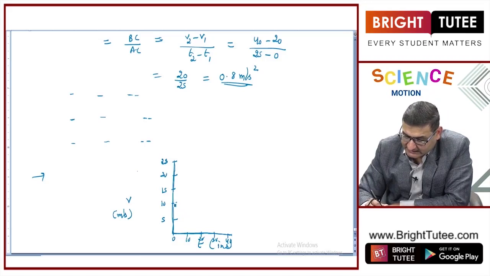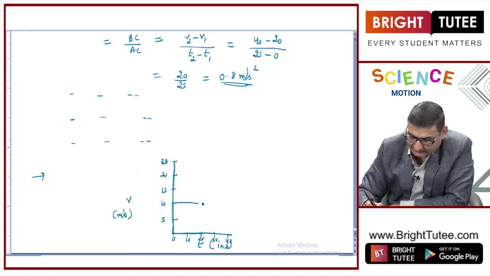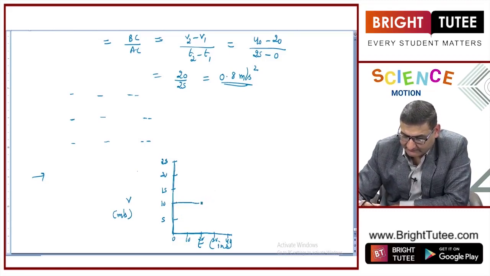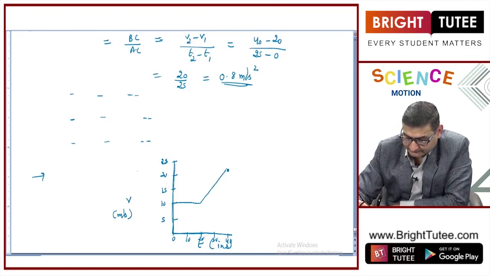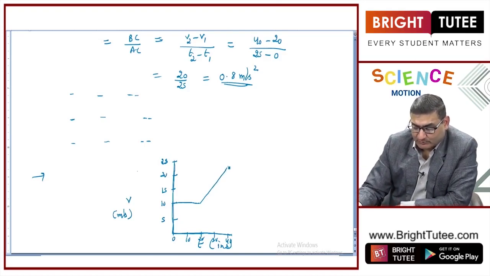How? I will start from this particular point, I will take it till here and then from here I will just make a straight line accelerated motion till here, right. So, let the motion be giving the names A, B, C.